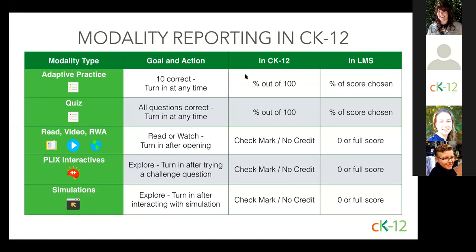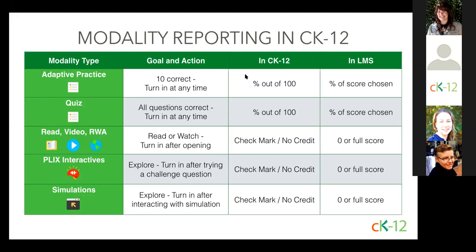So in CK-12, they get a check mark, and in a learning management system, whatever score you set for that, they would have 0 or that full score when they submit it. And the same is true for adaptive practice and quizzes. If you set a score or point value, it would be a percentage of that point value chosen.